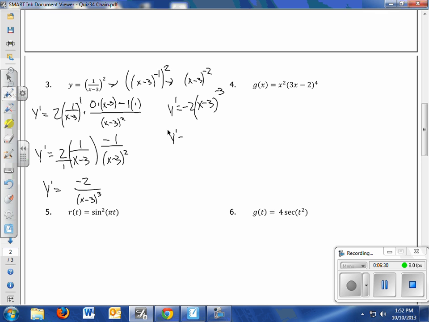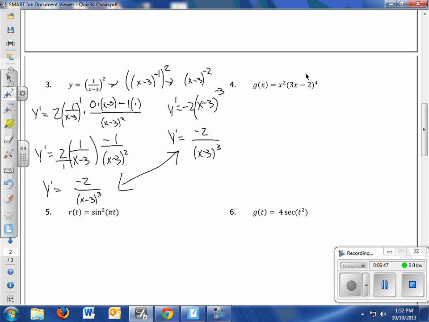Of course, I can rewrite that to be negative 2 over x minus 3 cubed. So whatever way you do it, this is the answer. The first way is more involved, this is a lot less involved, but we get the same thing.